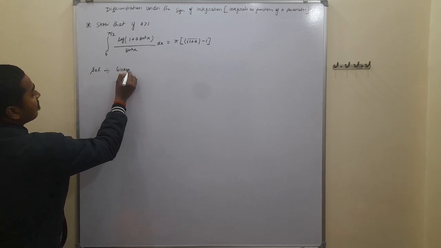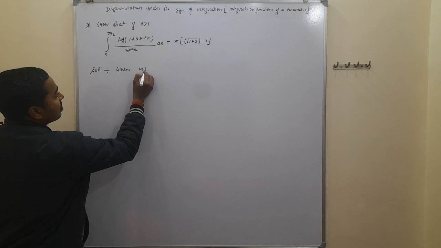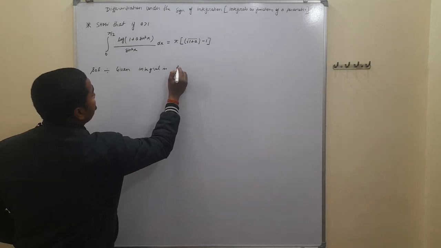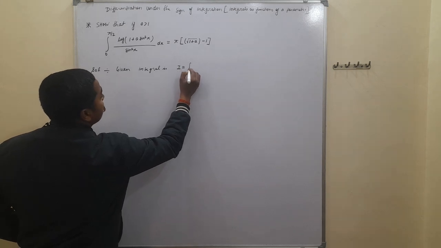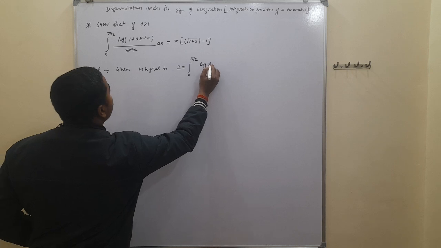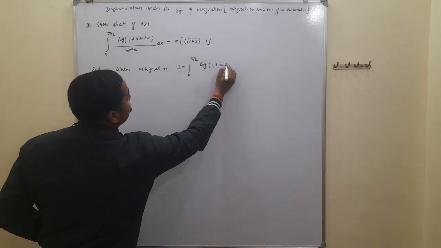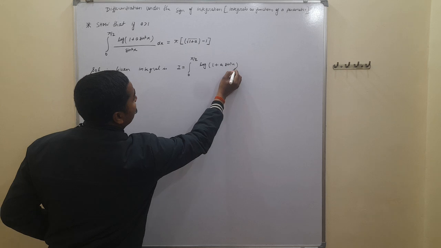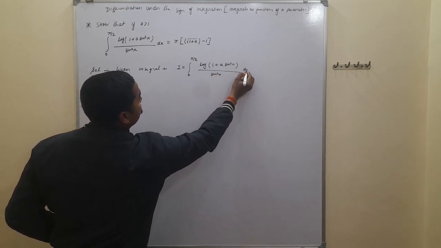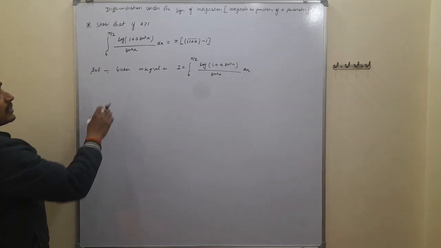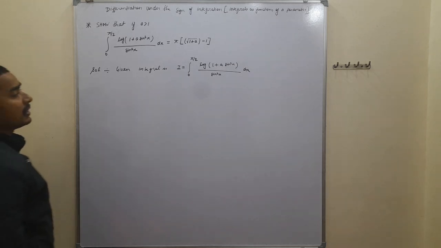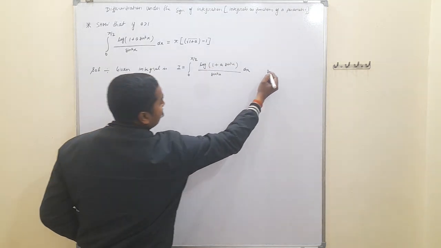Given integral, taking the left hand side, I is equal to the integral from 0 to pi by 2 of log of (1 plus a sine square x) upon sine square x dx. We take the LHS and we have to prove the RHS here, and the parameter here is a. Let this be equation 1.